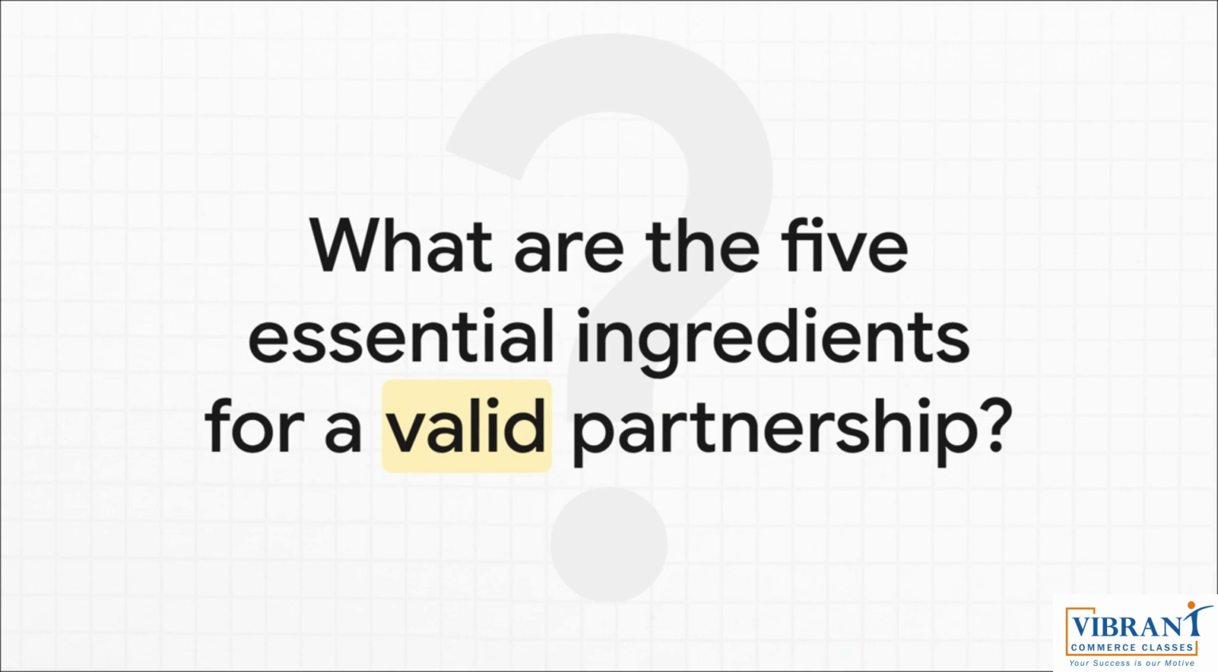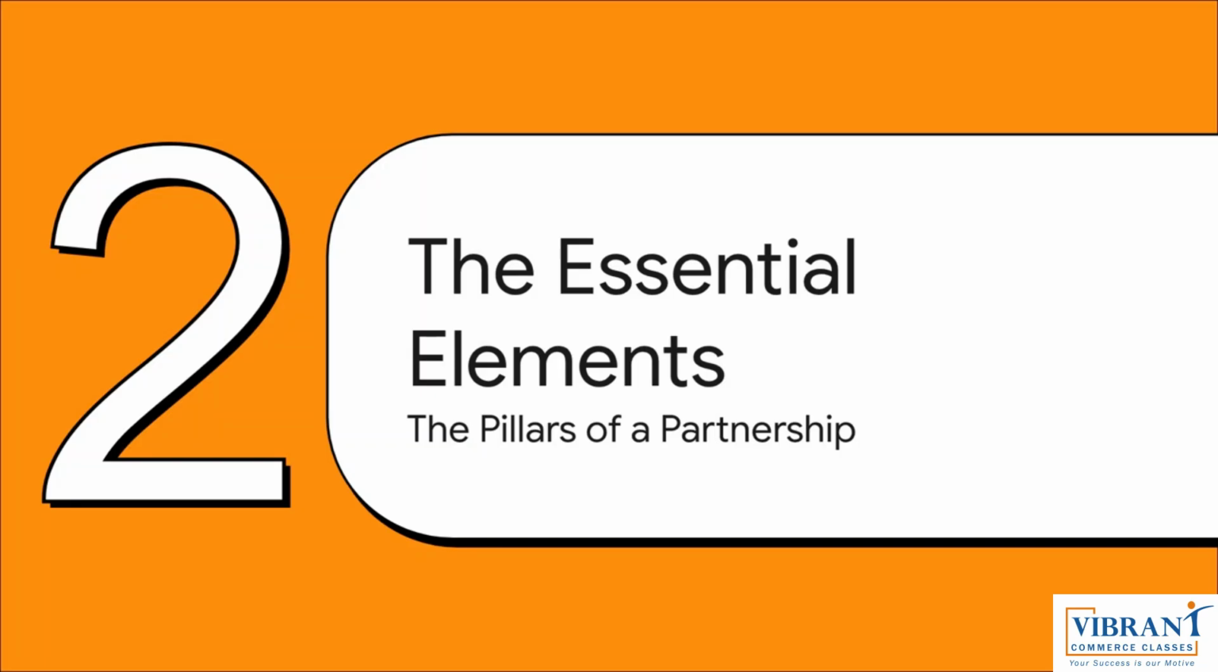So, if that's the formula, what are the ingredients? It breaks down into 5 essential elements that all have to be present. If even one is missing, legally, it is not a partnership. The best way to think about these 5 elements is as the pillars holding up the entire partnership structure. Let's take a look at each one.